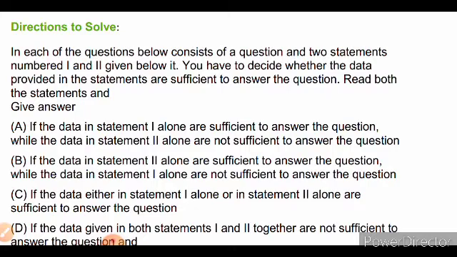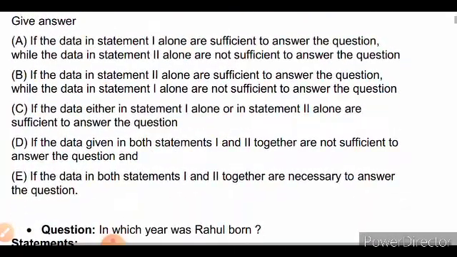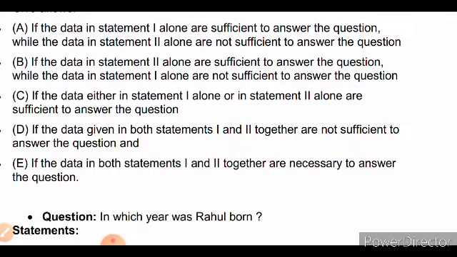So the direction for the questions is: each of the questions below consists of a question and two statements numbered 1 and 2 given below it. You have to decide whether the data provided in the statements are sufficient to answer the question. Read both the statements and give answer A if the data in statement 1 alone are sufficient to answer the question, while the data in statement 2 alone are not sufficient to answer the question.